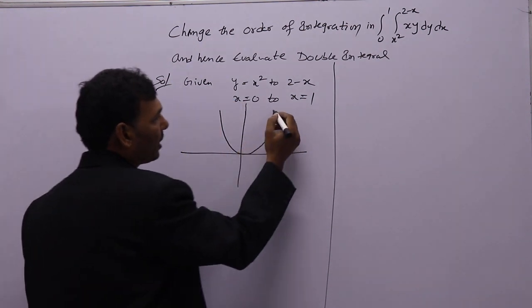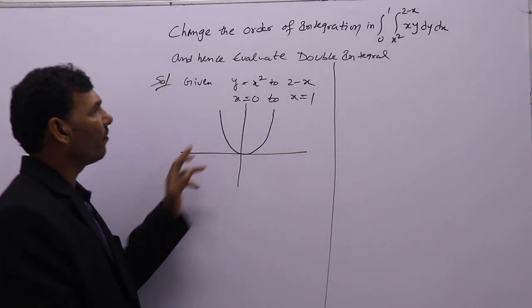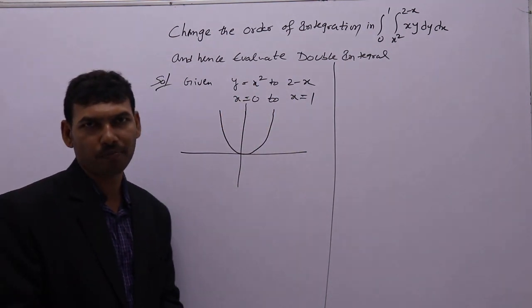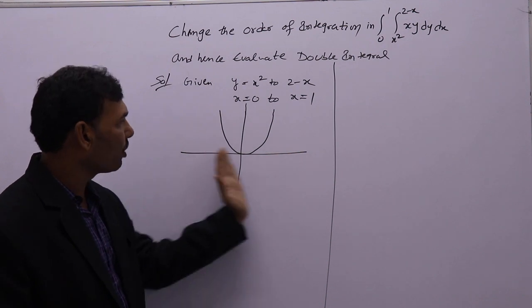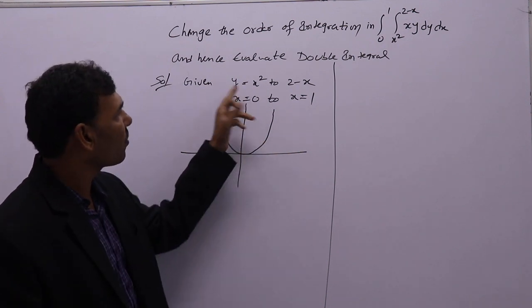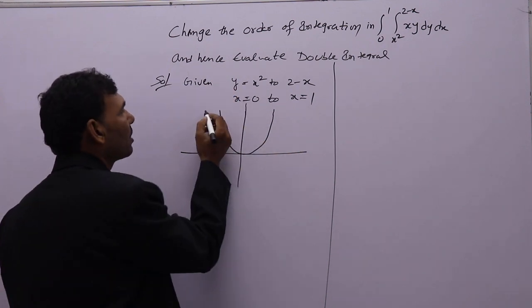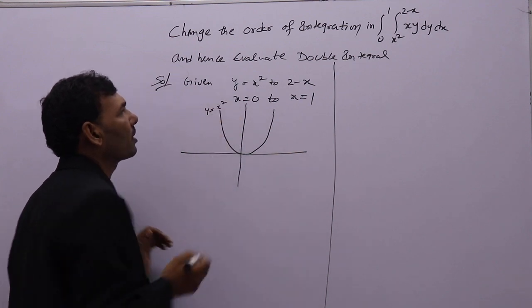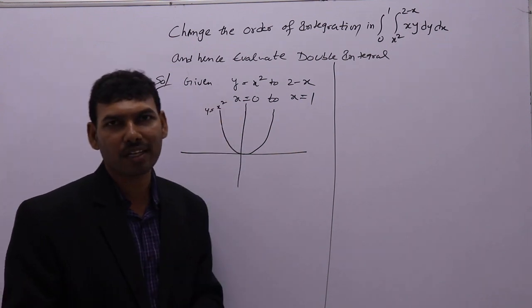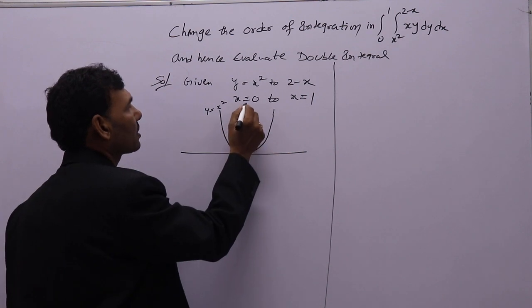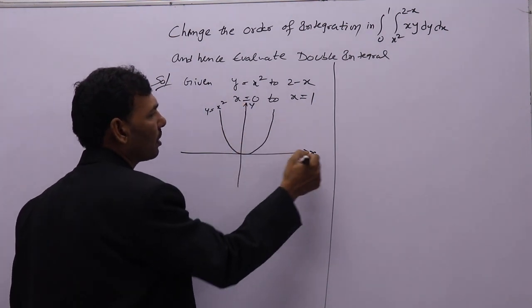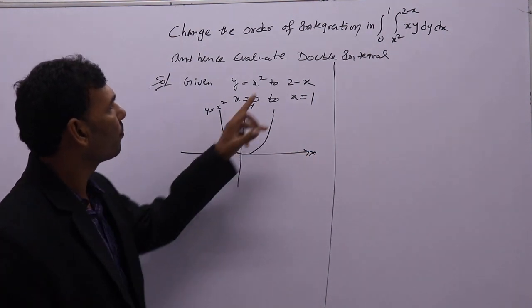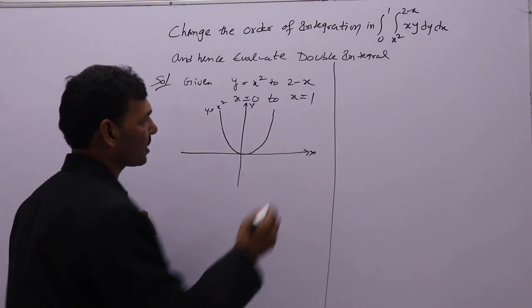So why did I draw this one? Because clearly y equal to x square is a parabola. So x to an even power will be symmetric about the y-axis. x square equal to y. This is the y equal to x square figure. This is on the x-axis.